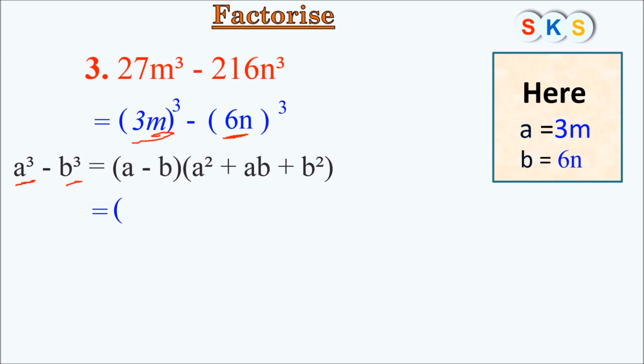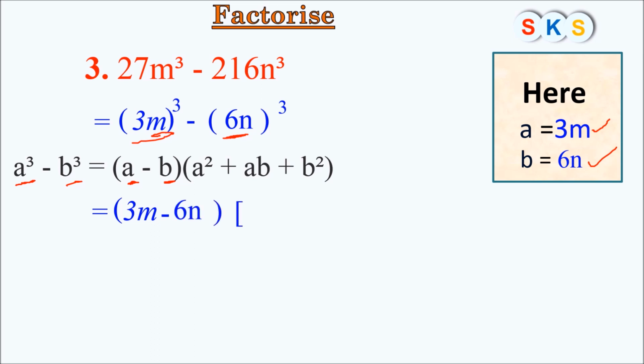Open round bracket. What is the first letter of this bracket? It's a, right? And what can you write in place of a? You can look at the rectangular box. Here a is 3m. So we will write 3m minus, and after minus which letter can you see over there? Here we have b, right? And what can we write in place of b? We can write 6n. So we'll get 6n, close the bracket.